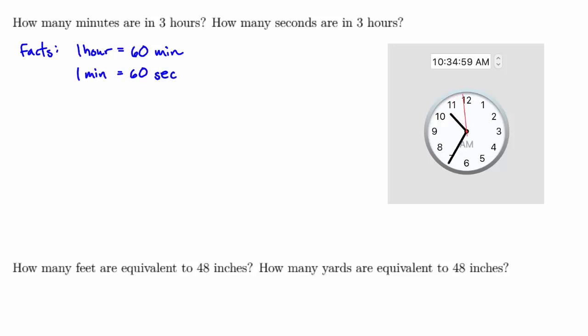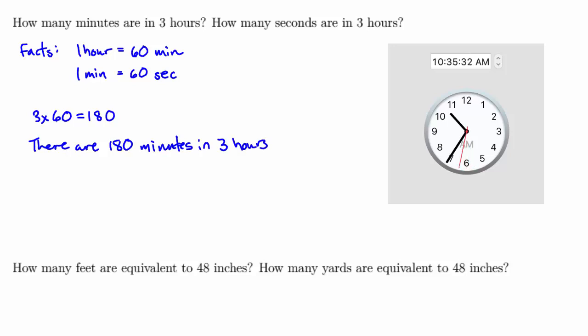So to informally calculate this without using the formal process of unit conversions, we're asked how many minutes are in 3 hours, and I know that every hour 60 minutes pass, and I'm looking at 3 hours, so my informal calculation here would simply be to take 3 times 60, and I would calculate 180. So there are 180 minutes in 3 hours.